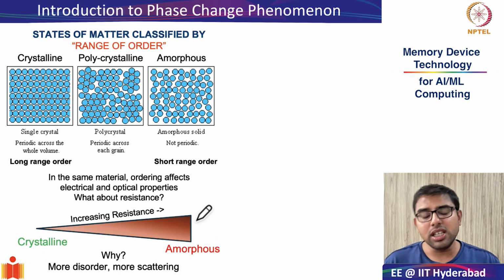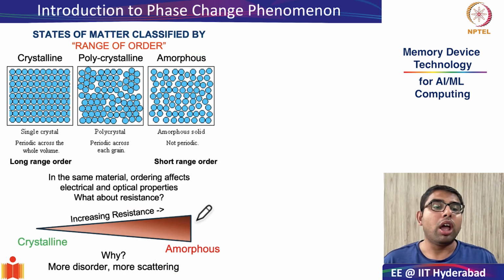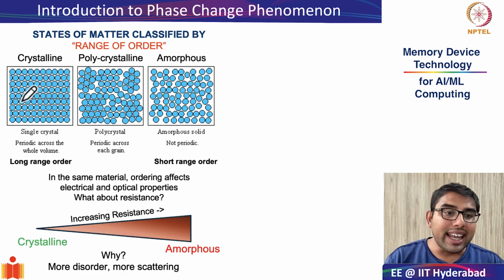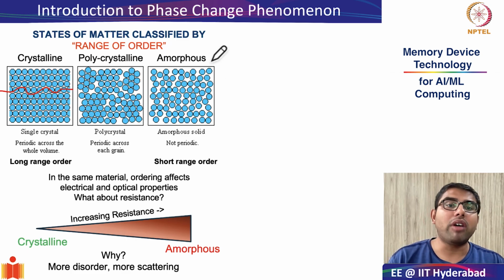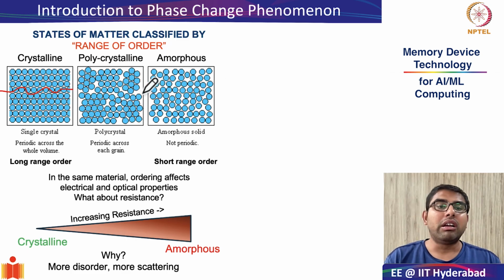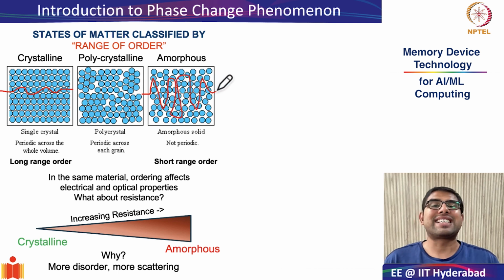Why is this the case? This is because crystalline material is ordered. So an electron which is going through this crystalline material will go through very less scattering events. But since there is a lot of disorder in amorphous system, an electron which will go through the amorphous system will go through lot of scattering events.